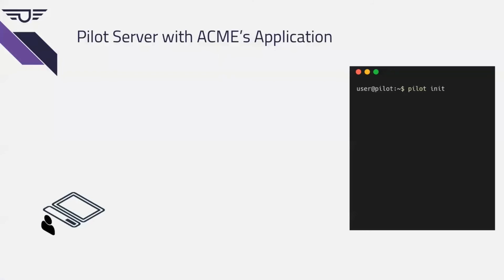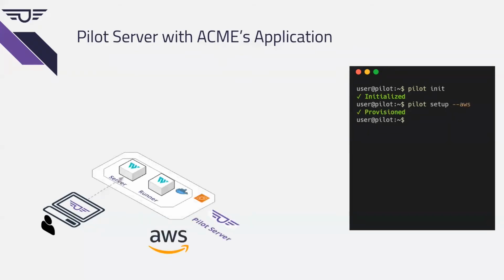Now that we have a better understanding of the Pilot architecture, and we just saw how to deploy an app to the cloud using Pilot, let's quickly recap how ACME would deploy both the Auth service and the data pipeline service. So first, they initialize their local environment with Pilot init. Then they provision their Pilot server with Pilot setup AWS. Since they're deploying to both AWS and Google Cloud, they need to configure GCloud credentials as well. They do this with Pilot configure GCP.